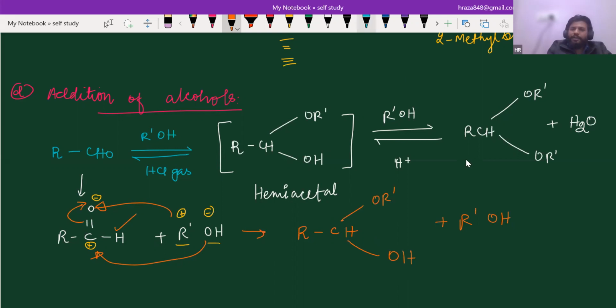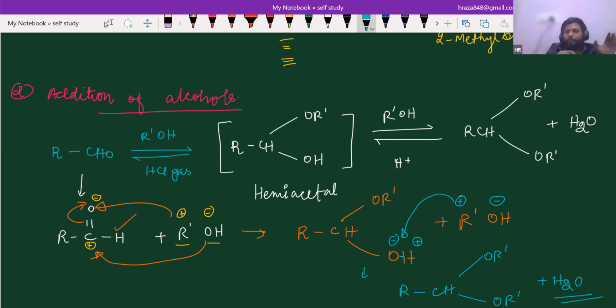Now again, if you are going to react this with R-OH, it's very easy to understand. Again, this will be positive, this will be negative. And now you are going to differentiate between this OH. Hydrogen is less electronegative, so positive; oxygen is more electronegative, so negative. So this will come to this, and again you can see this is RCH, there was OR dash, and then again OR dash, and then there will be removal of water. This is how the reaction took place.